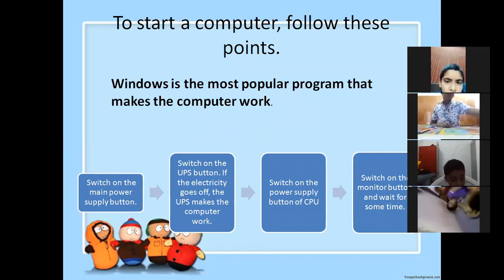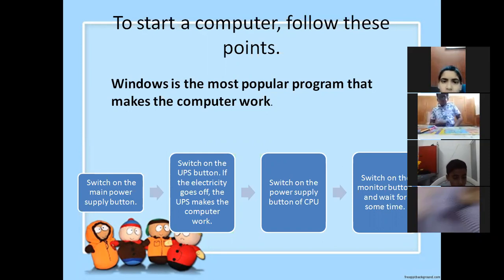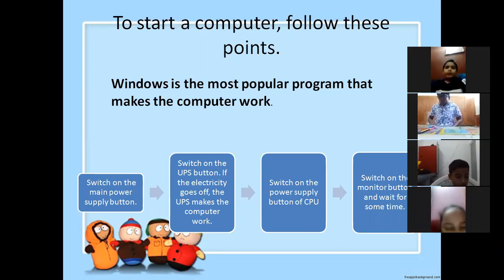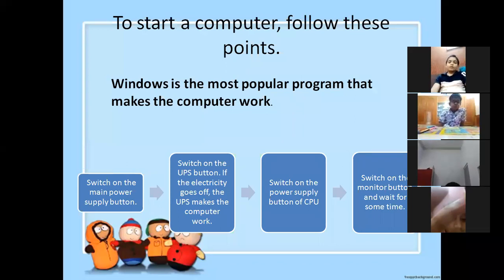First of all, you have to switch on the main power supply button. You all know what a power supply button is. You have seen fan buttons and tube light buttons. When you put them on, the tube light starts working, and when you switch them off, the light is off. Similarly, you have a power button for a computer, where you plug in your computer, and you have to switch on that power supply.